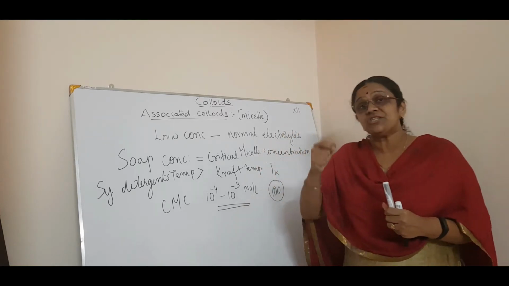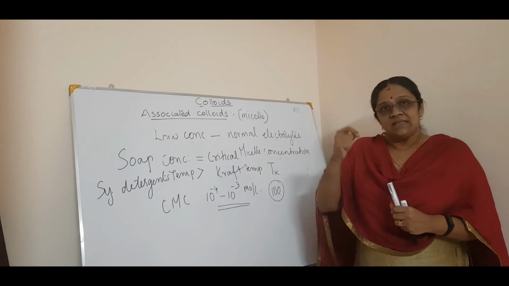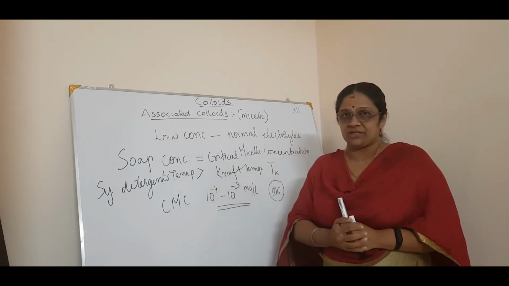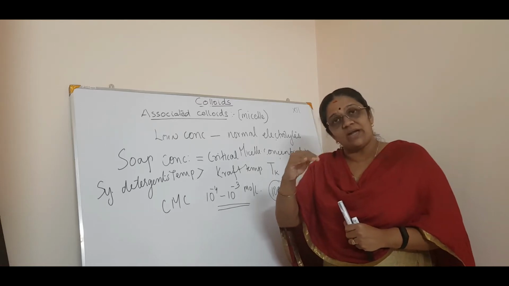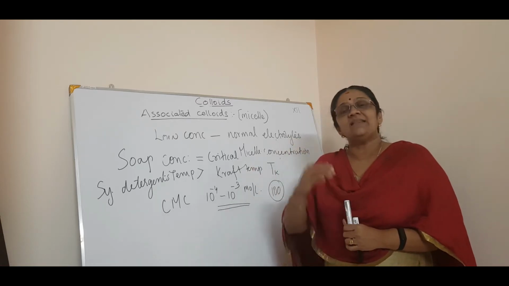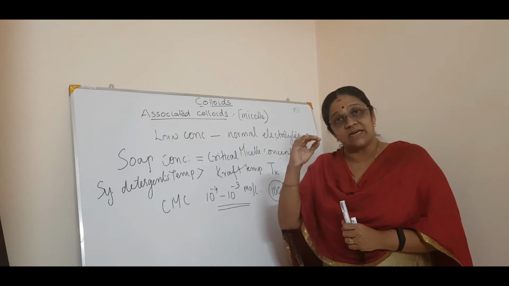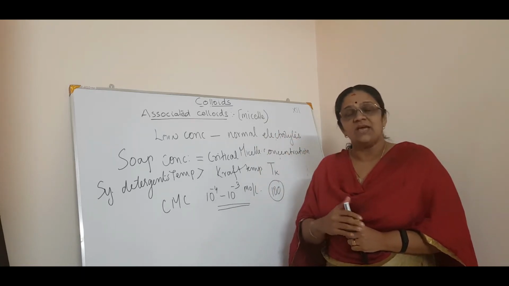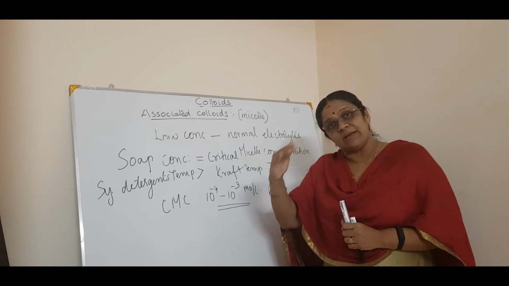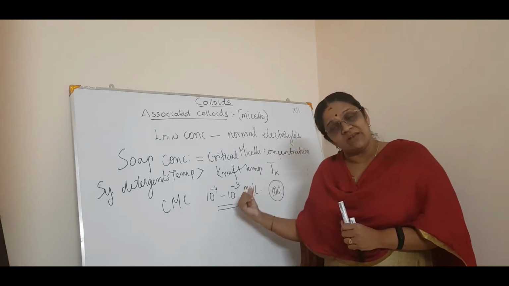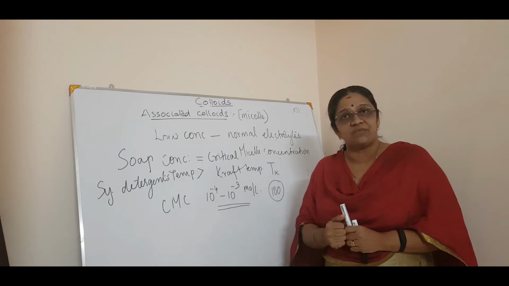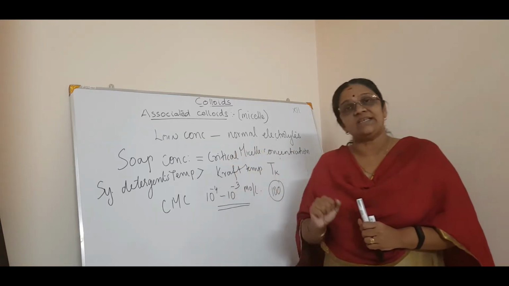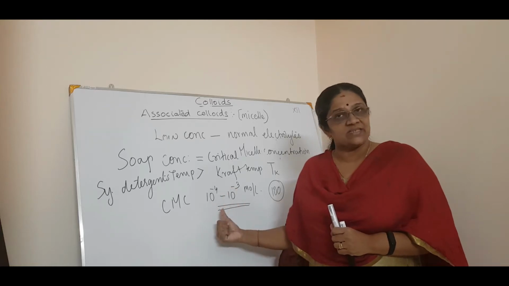Now if a micelle has to form, then it must be above some particular temperature and concentration. The temperature is called the Kraft temperature, and the concentration is called the critical micelle concentration, CMC. So only above this particular temperature and concentration, the micelle formation or the colloidal formation will happen. And the examples are soap and synthetic detergents, which are called surfactants.